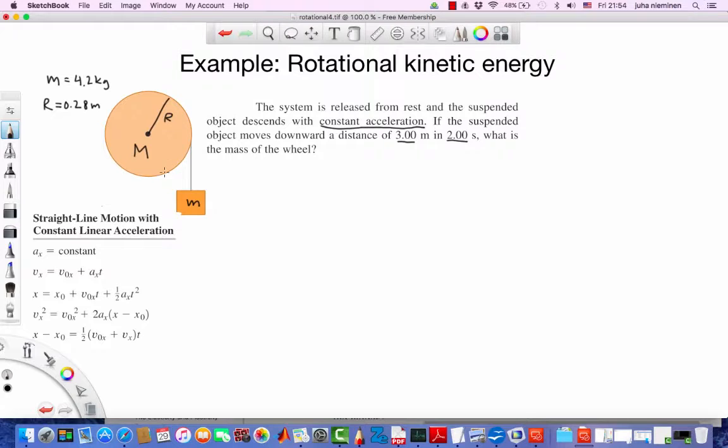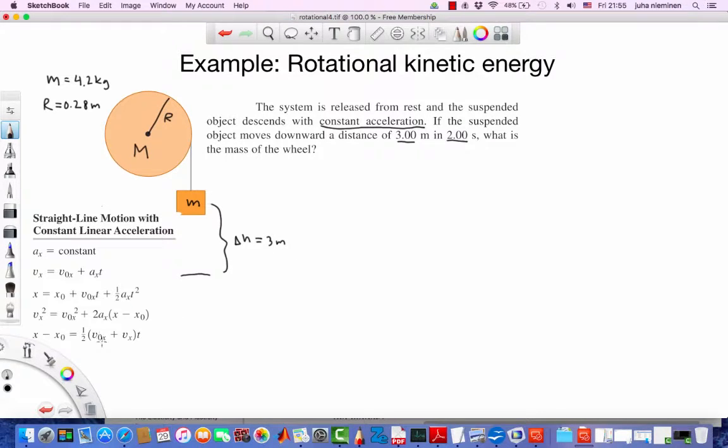First of all, we are going to need the final velocity of this mass. So let's find that one first. Let's say that this object falls, that's the delta H. It falls in 2 seconds, exactly 3 meters, like this. So how do we find the final velocity?